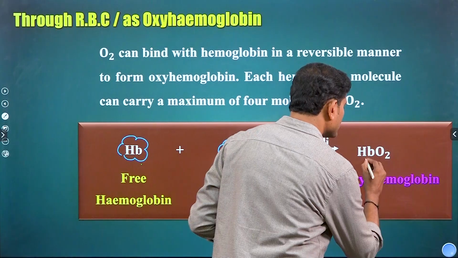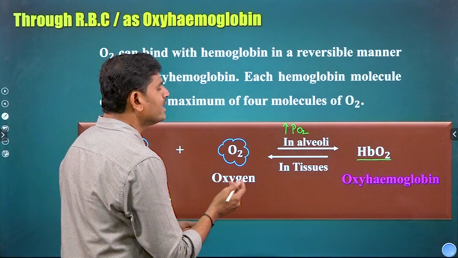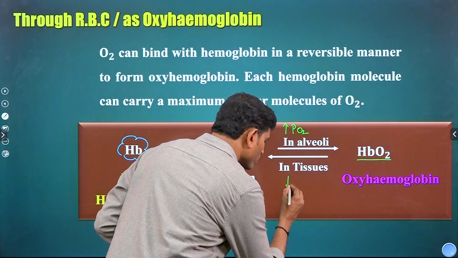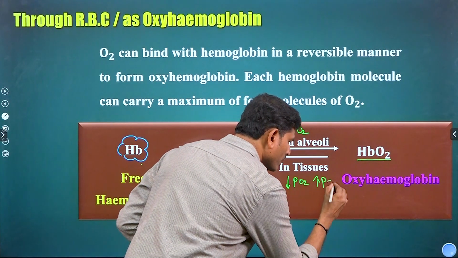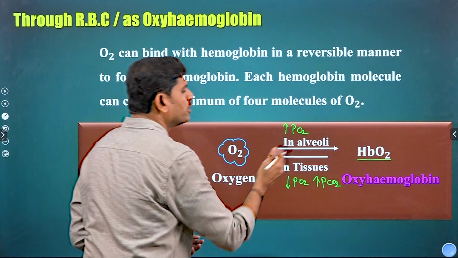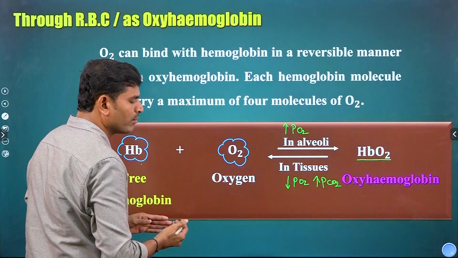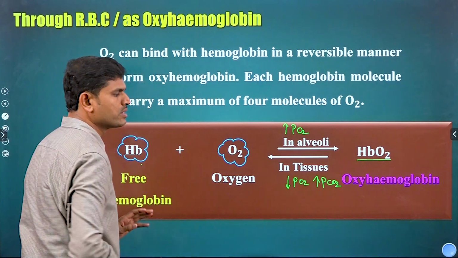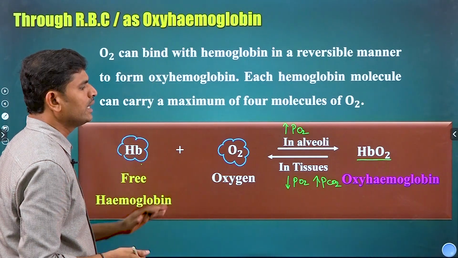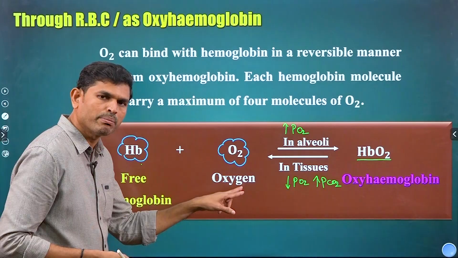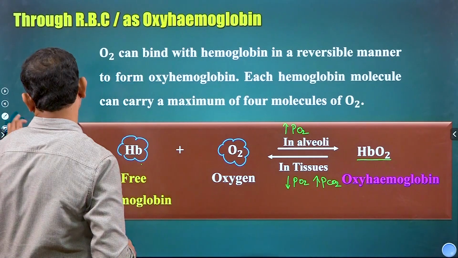and it is going to form oxyhemoglobin, HbO2. It is reversible, where in tissues PO2 is less and PCO2 is more. There the bond will easily be broken, and O2 will be released. Those O2 molecules will be available to cells or tissues. They are going to make use of this one. So this is the major method. In this method only 97% of oxygen is going to be carried. Let us see that in the next slide.